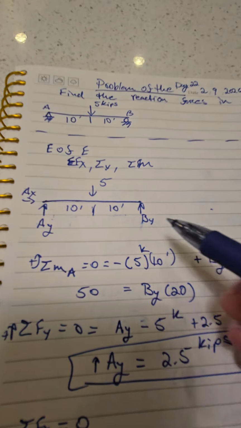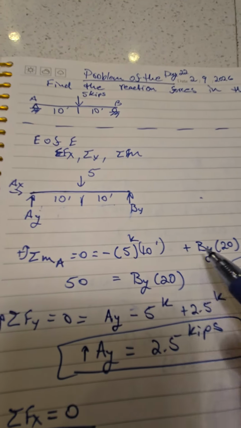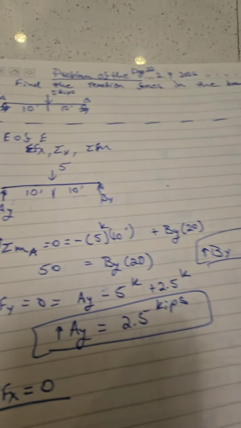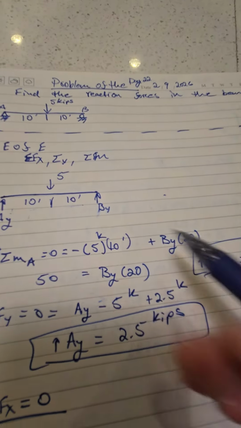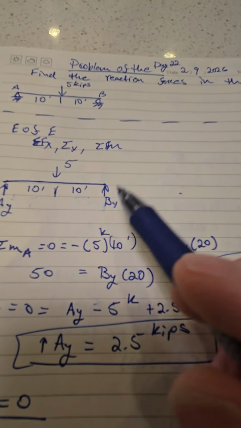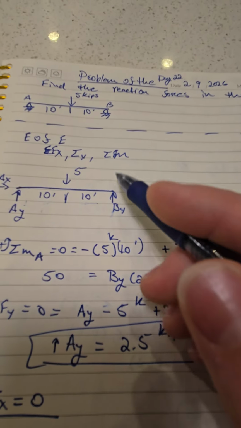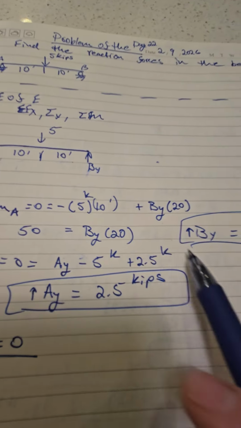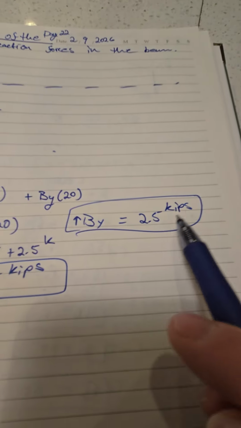You could set it downwards or the other way, but if you set it downwards it'd be negative, and then you'd get a negative answer, and then you'd know it would be going upwards because you'd have to switch the signs since downwards was negative. So once we solve this, you get BY is equal to 2.5 kips.